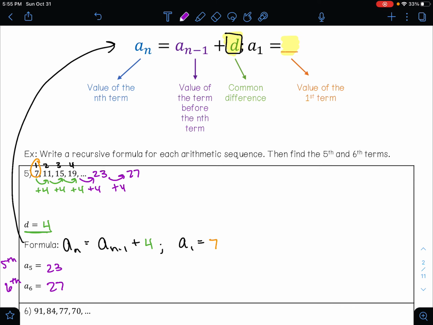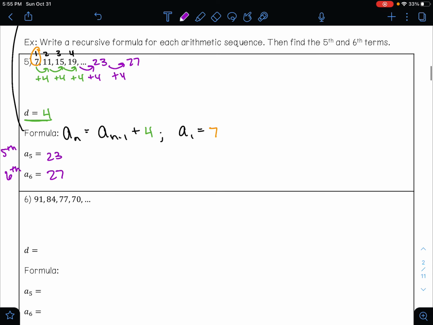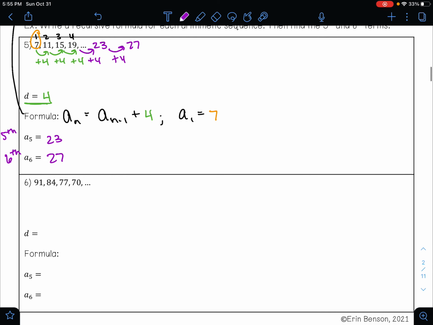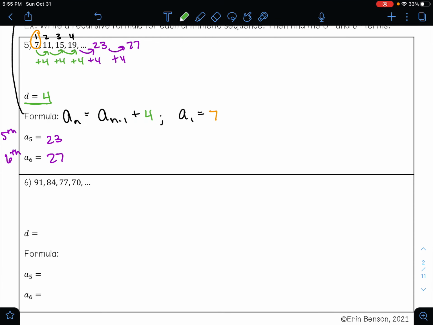Let's look at example 6. Here we want to do the same thing. So the first thing that we're going to do is we are going to identify the pattern. How do I go from 91 to 84? Subtract 7. How do I go from 84 to 77? Subtract 7. How do I go from 77 to 70? Subtract 7. So my common difference d is -7.